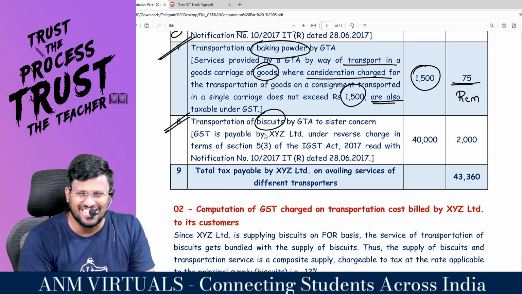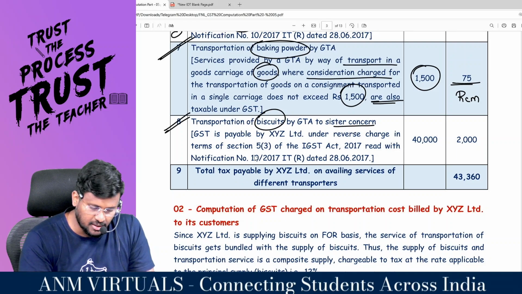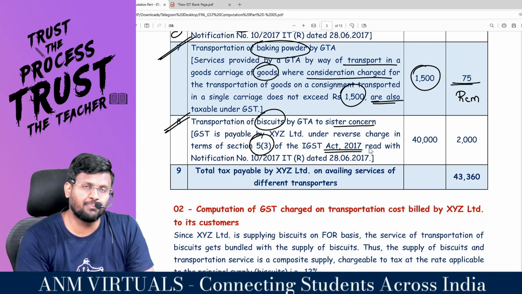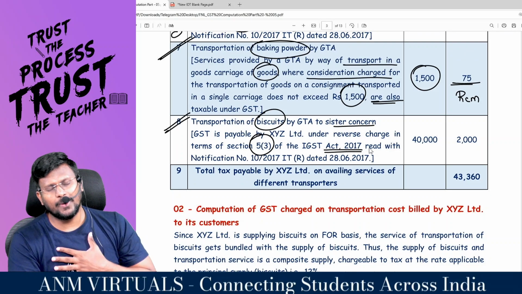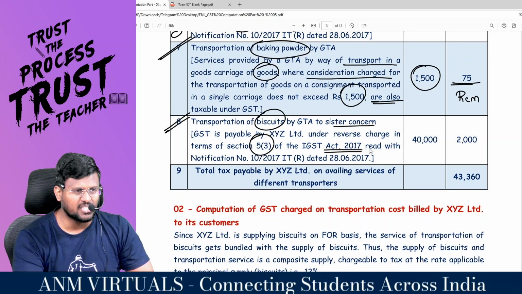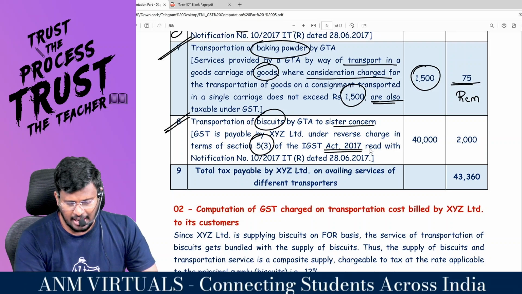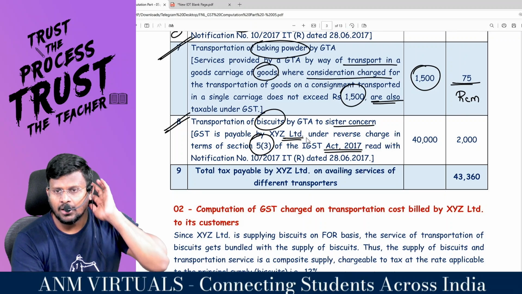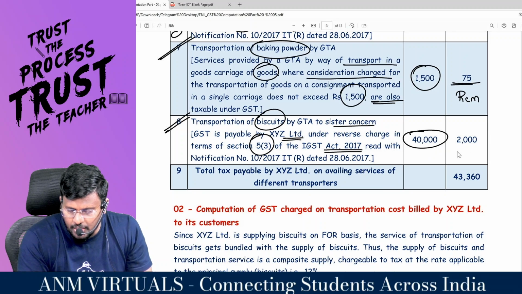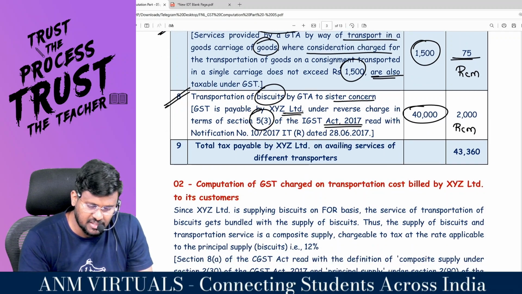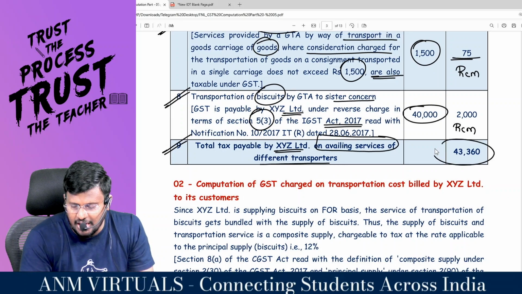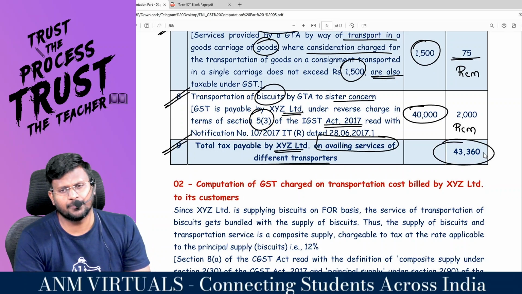Transportation of biscuits by GTA to sister concern. GST is payable by XYZ Limited under reverse charge in terms of section 9(3) of the CGST Act. Because we all know that if the service provider is GTA and the service recipient is a specified person located in the taxable territory, that specified person located in taxable territory is the person liable to pay tax at RCM. Since our guy is a limited company, he has to take registration or he should be a registered person. So for that 40,000, RCM 5% should be the tax. So total tax payable by XYZ Limited on availing service of different transporters is 43,060.